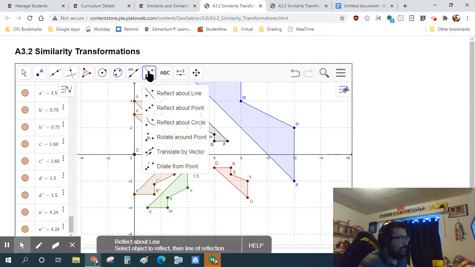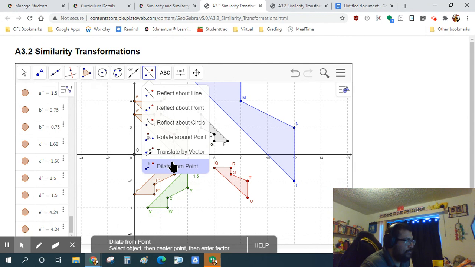So go to transformation tools, go to your dilation. I know I keep calling this transformation tools. It doesn't say it anywhere. It's just these are all the different types of transformations we can do. So that's why I keep calling it that.